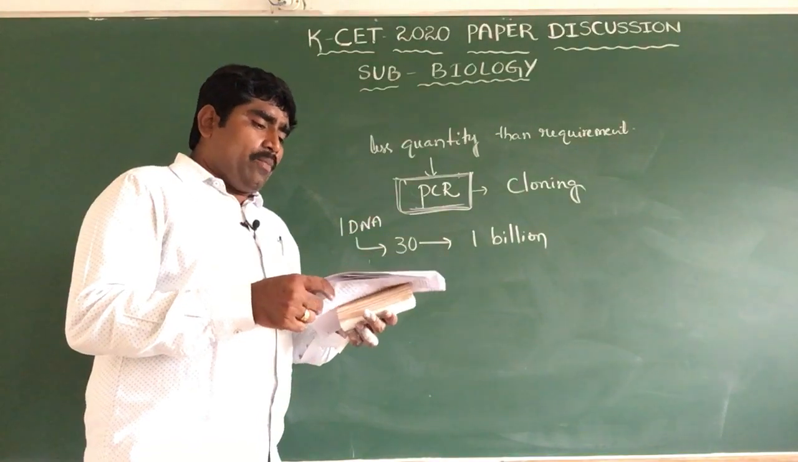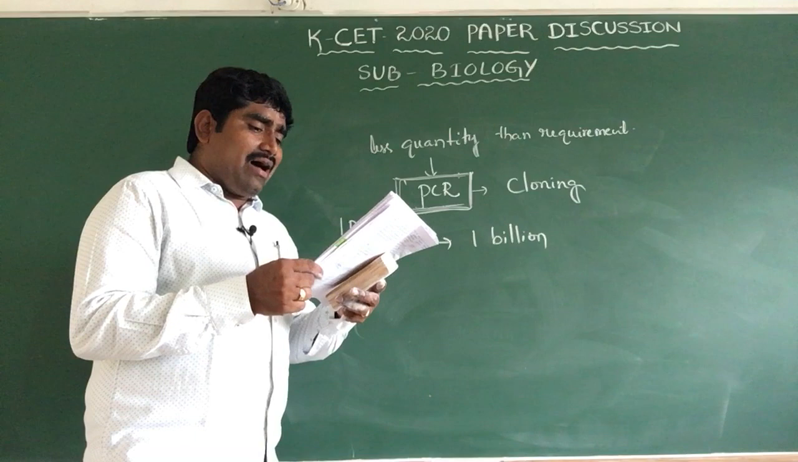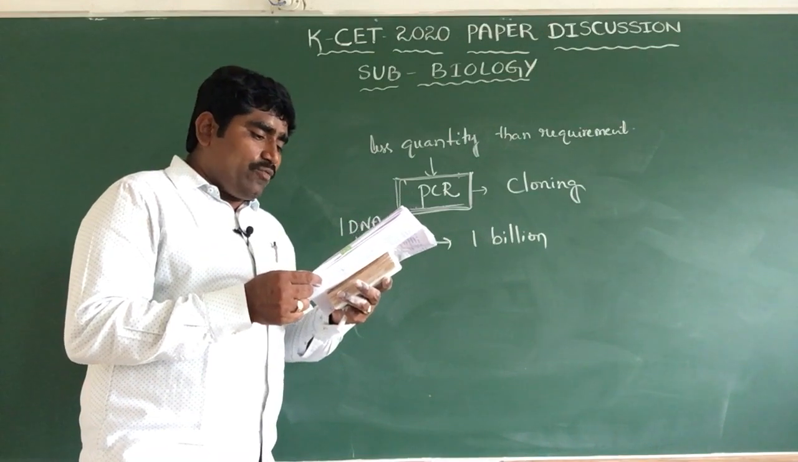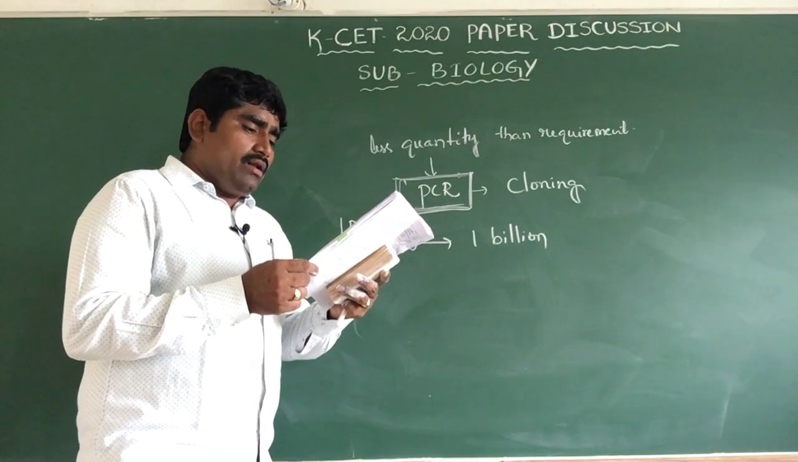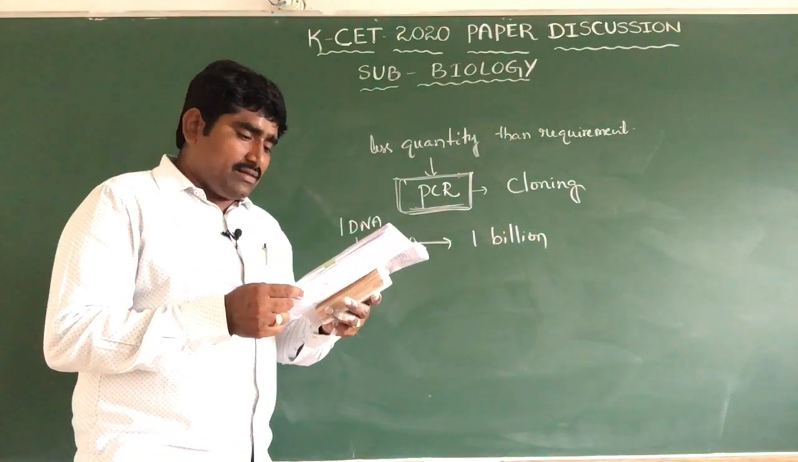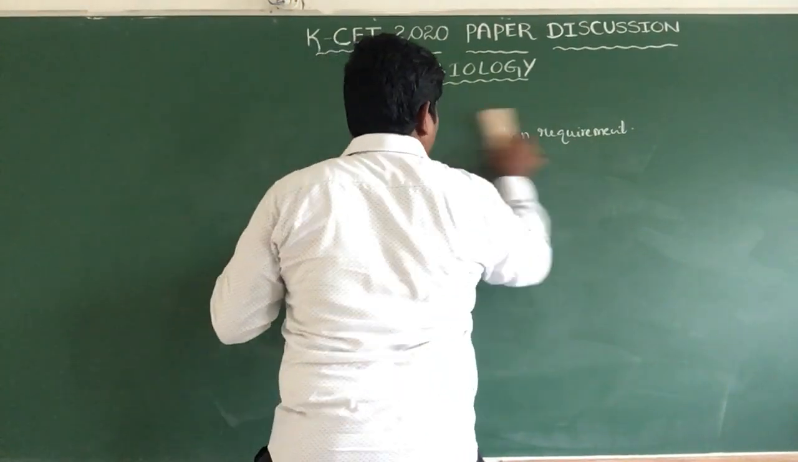Which question? Suppose DNA samples collected for DNA fingerprinting analysis are less than the required quantity. Which of the following techniques is helpful to make the samples sufficient for the above analysis? The answer is PCR. PCR is the correct answer for that.